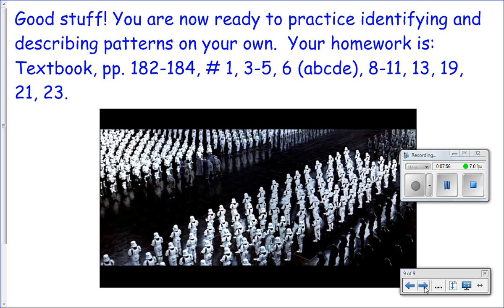Okay. Wow. Beautiful pattern out of Star Wars. I do believe this is The Empire Strikes Back. Oh, but anyways, I'm still filming.